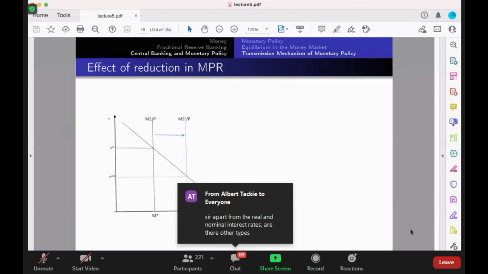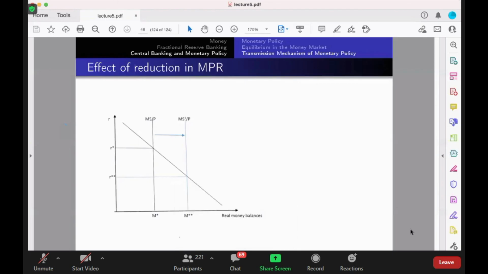Any other question before we round up? Yes, Justice. Hello, sir. Please, if the interest rate increases, there will be an increase in savings, which will increase capital formation. And how is consumption affected?